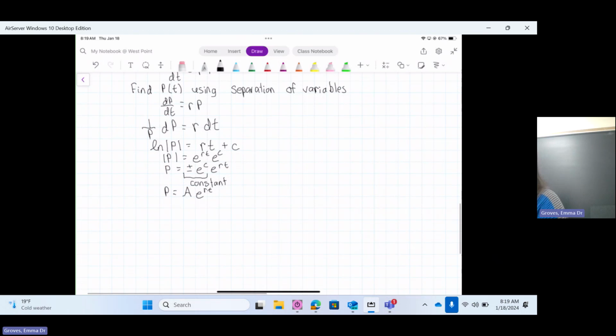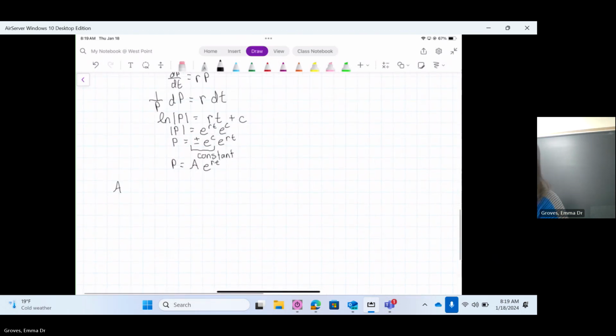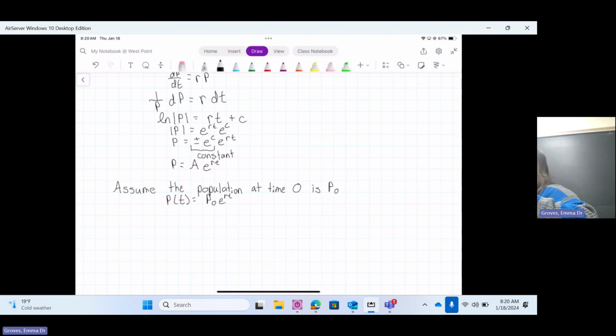Now let's assume the population at time zero is P zero or P naught. What's my equation going to become? So P of t equals P naught e to the rt, which I think is an equation we are all familiar with. This is where it comes from.